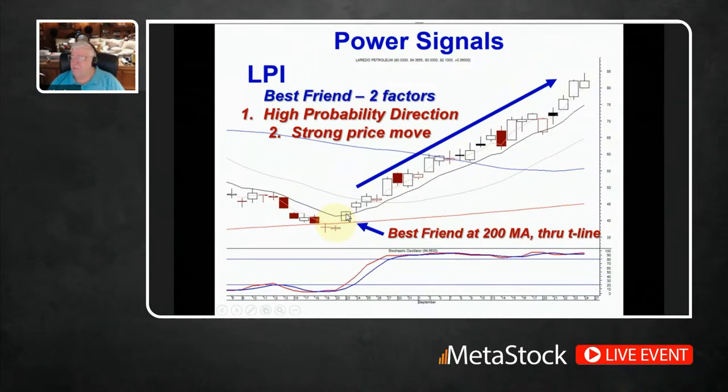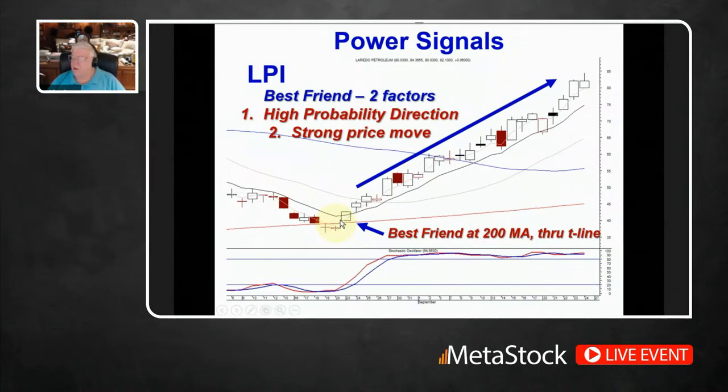Now, why would we be prepared for this? Because look where the dojis were showing up, down here in the oversold area. And remember what a doji represents? Indecision between the bulls and the bears. So you've had a downtrend, now you have indecision. Now what are we waiting for to see what the new decision is? Now these are the type of patterns that you want to get stuck in.